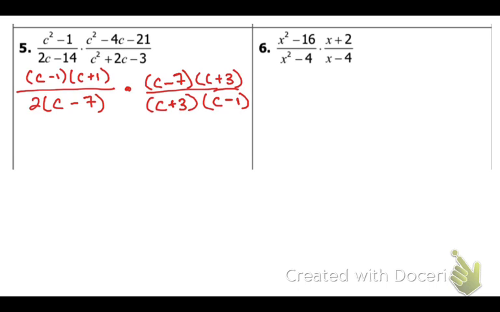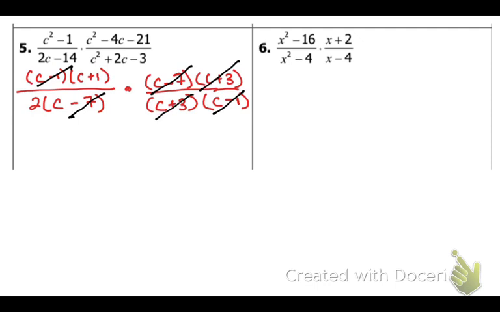Now I'm going to go ahead and start canceling stuff out. If you look at this c minus 1, you have it over here as well, so I can cancel them out. If you look at the c minus 7, you have it up here as well. You have a c plus 3 and a c plus 3.